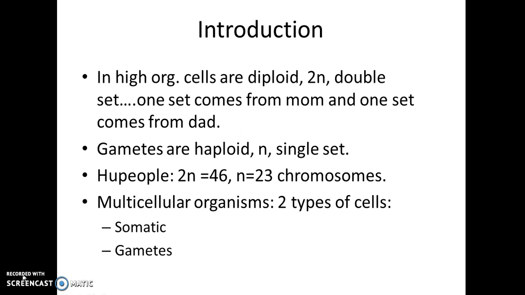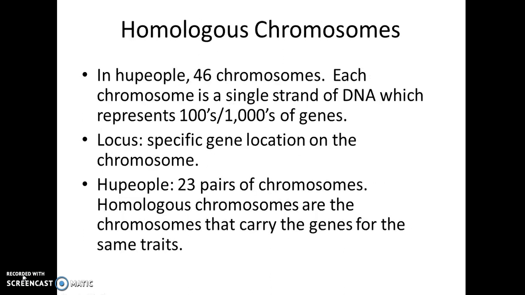In humans, we have a diploid number of 2N equals 46, and that means that our haploid number equals 23 chromosomes. Remember that there are two types of cells. There are somatic cells, which are body cells, and gametes, which are reproductive or sex cells, specifically sperm and egg. So we have 46 chromosomes per cell. Each chromosome is a single strand of DNA, and on that DNA strand we have hundreds to thousands of genes, which are locations that undergo protein synthesis to produce proteins.